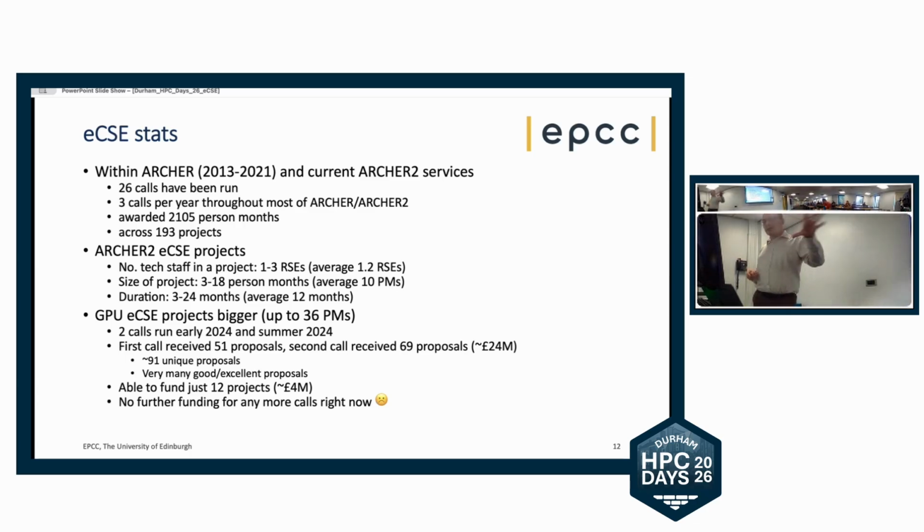I won't say too much because I know Neil's had the same thing with the software maintenance fund, where how do you deal with rejecting a proposal which is essentially excellent? I mean, what do you tell people when you can't fund that? And at the moment, there's no funding for any further calls, but we are hoping that the next national supercomputing service will have something associated with it.